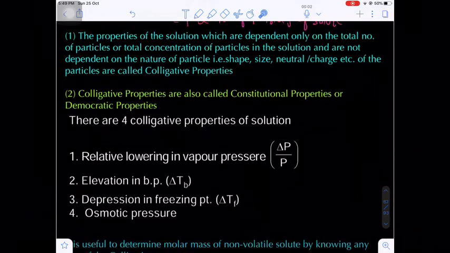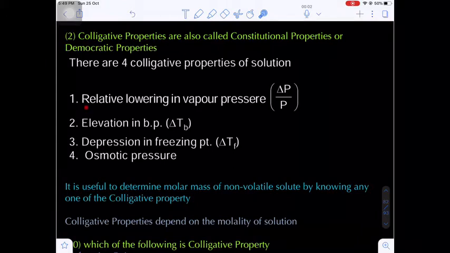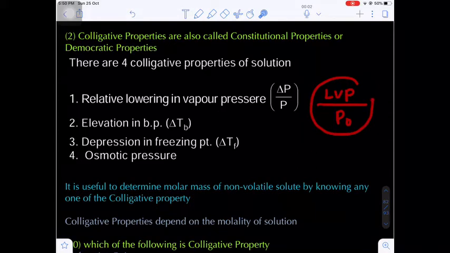Okay. Now there are four important types of colligative properties which we have to study. The first one will be the relative lowering in vapor pressure. We know in Raoult's law, the relative lowering of vapor pressure is the ratio of the lowering of vapor pressure of a solution divided by the vapor pressure of the pure solvent, known as RLVP, relative lowering of vapor pressure. Yes or no?